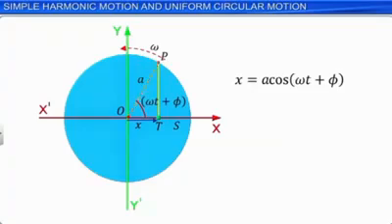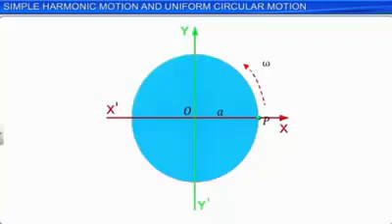If the revolving particle began its journey from the end of the diameter, then for the projection on the diameter along the y-axis, its displacement will be 0, and the initial phase angle phi would be 0. Then, displacement y is equal to A sin omega t, which is equal to 0.